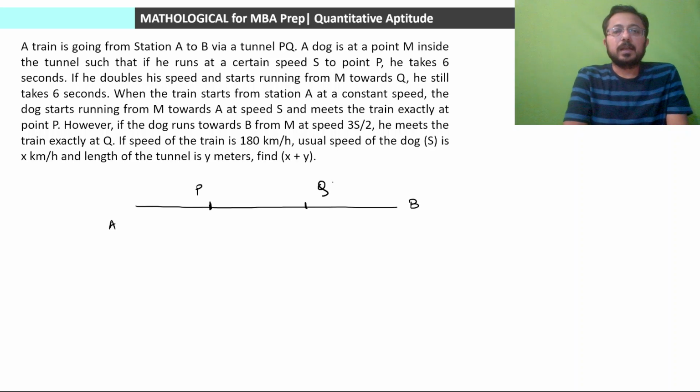Okay. A dog is at a point M inside the tunnel such that if he runs at a certain speed S to point P, he takes 6 seconds. If he doubles his speed and starts running from M towards Q, he still takes 6 seconds. So there are two conditions that are known. M is a point somewhere in the middle in the tunnel PQ. So if he runs at a certain speed S to point P, he takes 6 seconds.